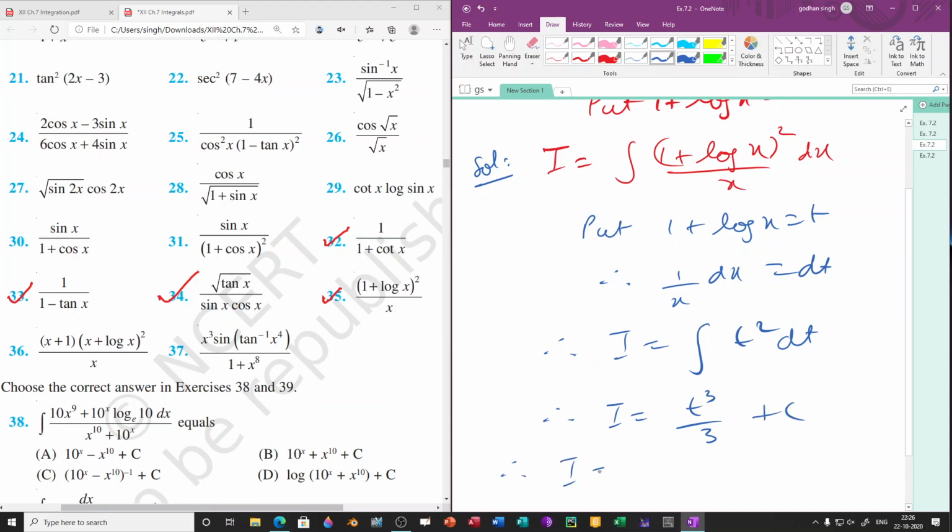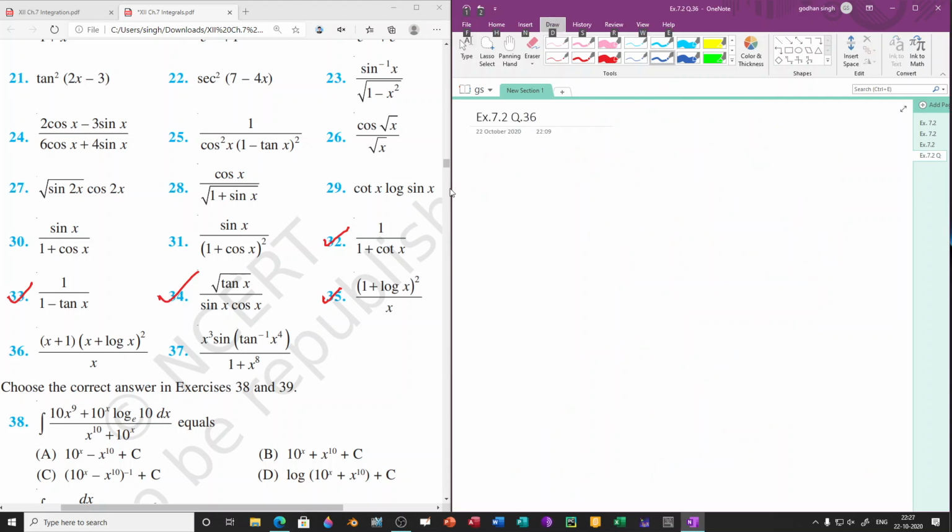Therefore we can say that I equal to, replacing the value of t with that of 1 plus log x, so I equal to (1 plus log x) whole cube by 3 plus c. So this is the solution of question number 35. Exercise 7.2, question number 36. So solving question number 36, solution 36.